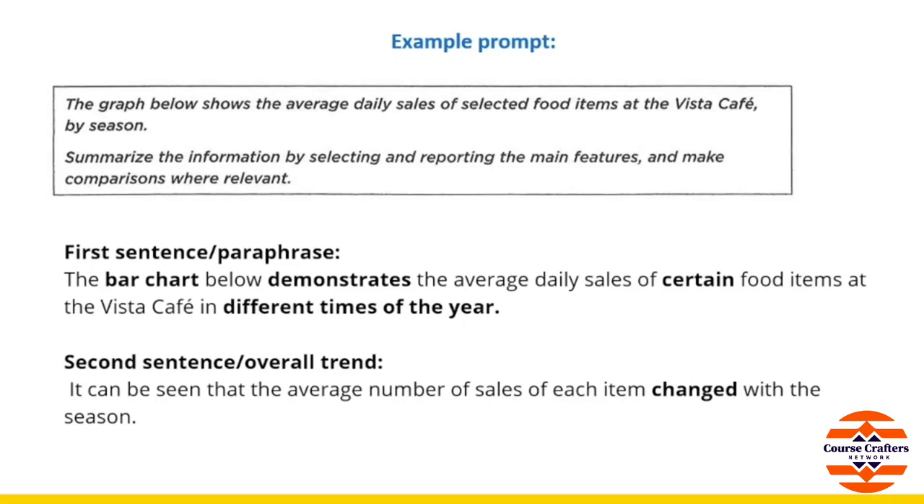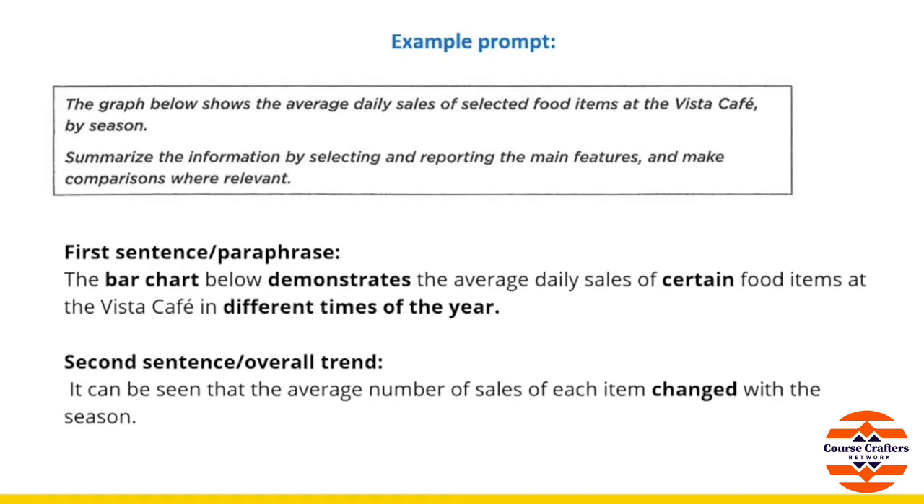So as you see, the first sentence is my paraphrase. What I did was just changing a couple of words. So for example, instead of saying the graph below, I said the bar chart below. Instead of saying shows, I wrote down demonstrates the average daily sales of, instead of selected food items, I said certain food items at the Vista Cafe in different times of the year. So that was instead of by season. So as you see, I kept the same idea, but I just changed a couple of words.